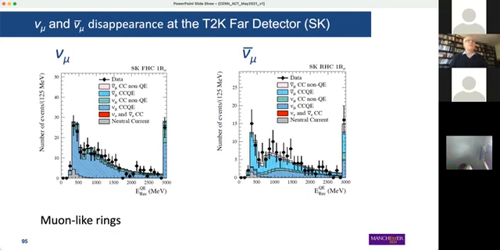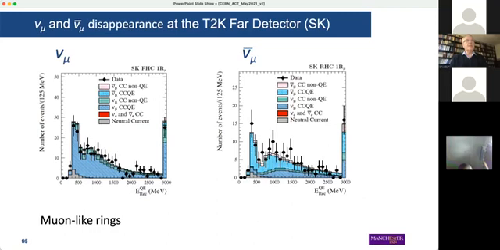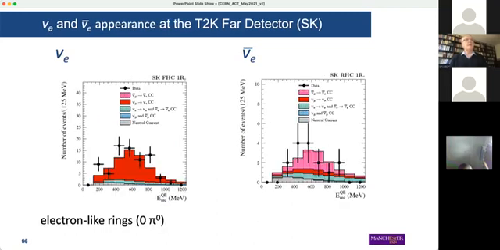Their energy distribution will look different, also because they reconstruct it in an entirely different way. Here again, these are the same plots; you show muon neutrinos and anti-muon neutrinos for muon-like rings. And here for electron-like rings, you see the same pattern going back and forth. The electron neutrino appearance is a very small effect, and you get like 40 events or so, I guess, something like that.